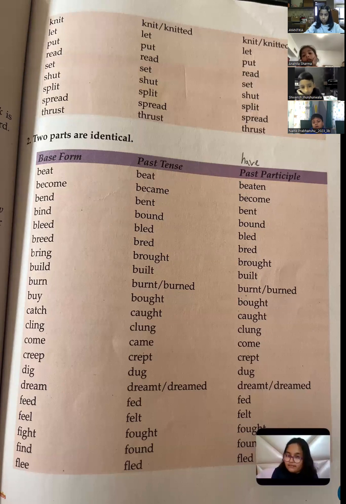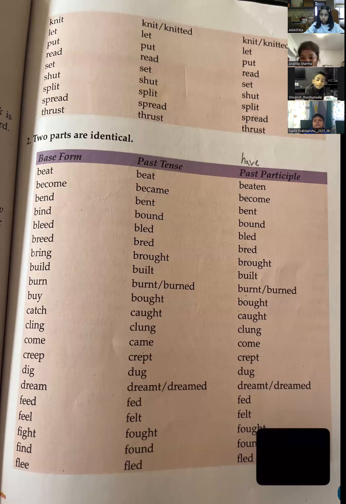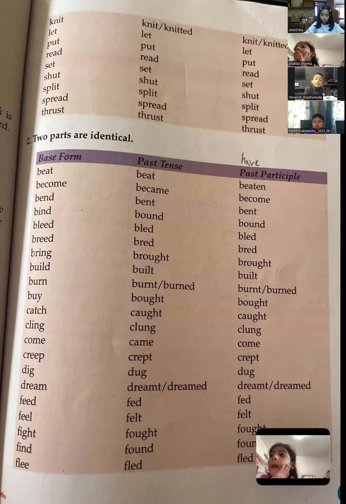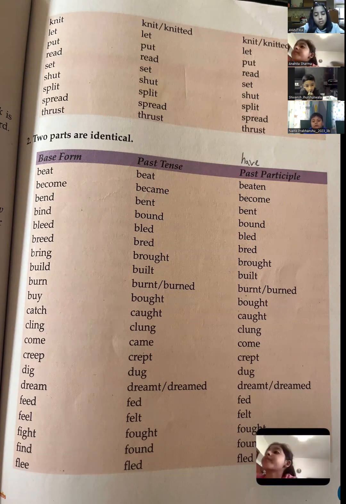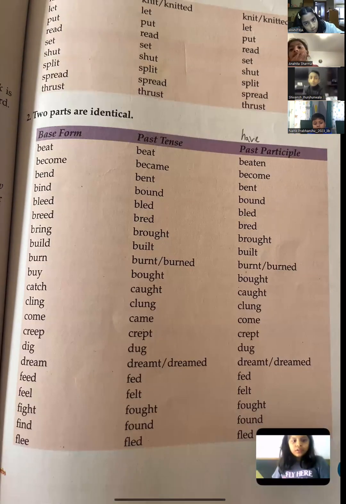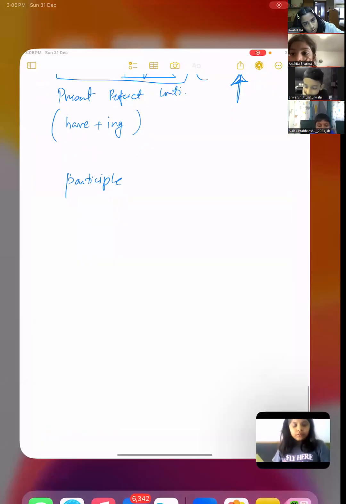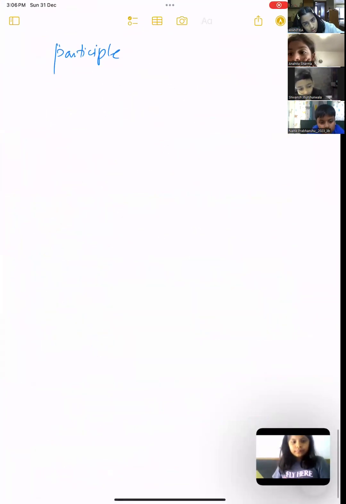Now let's talk about the word dream. I want you to make a sentence which has dream in it. Make 3 sentences: present tense, past tense, and past perfect tense, which will have your past participle in it. Everyone type it in the chat box. Ma'am, with which word? Dream. Now see. Dream.